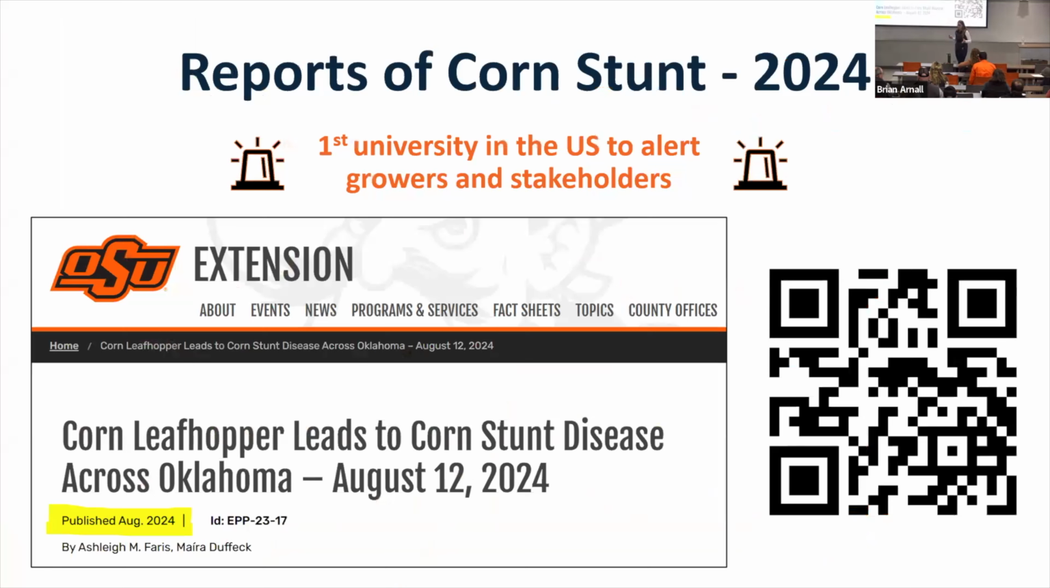I just would like to highlight here that Oklahoma State University was the first university in the United States that in 2024 brought the attention of growers and stakeholders to this problem we are having in corn production in the United States. I remember receiving my first call about corn stunt from a grower. He said, I think I have a virus or a bacteria disease on my field, and then I set my feet in the field with my crew. Part of my crew is here today with me.